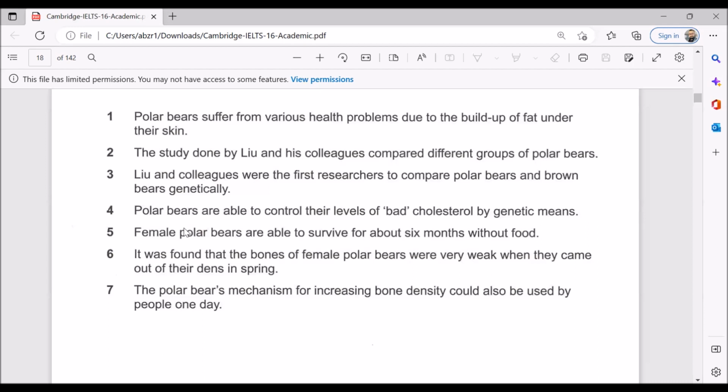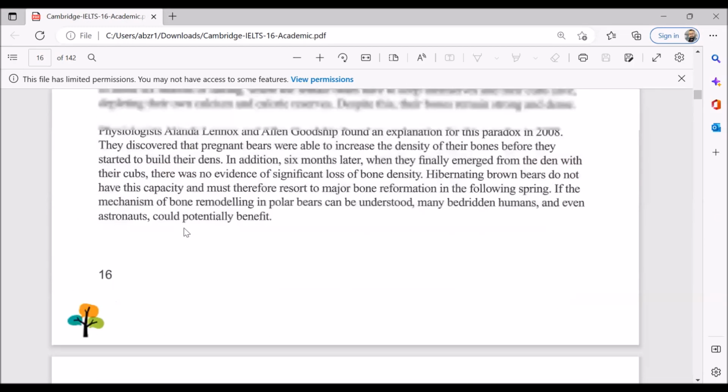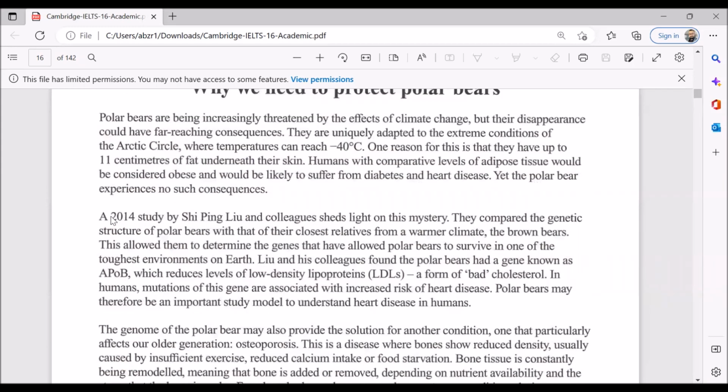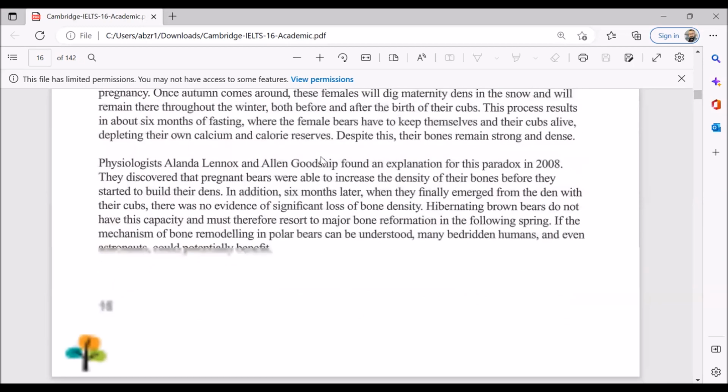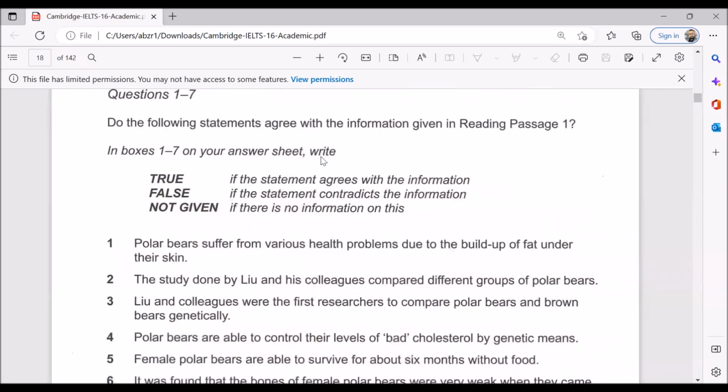The polar bear's mechanism for increasing bone density could also be used by people one day. Polar bear's mechanism, increasing bone density, used by people one day, these are the keywords. Now let's start looking for the answer from question number 1. And just like we were able to find that the information for question number 2 is in paragraph number 2, we have to locate the information for question number 1 in paragraph number 1, just because the answers always come in order.